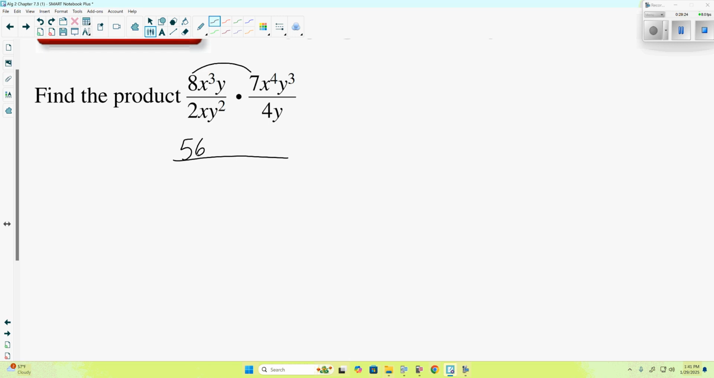56. x cubed times x to the 4th is going to be x to the 7th. y times y to the 4th. On bottom, we have 2 times 4. There's only one x in either one, so it's just x. y squared times y is y to the 3rd.